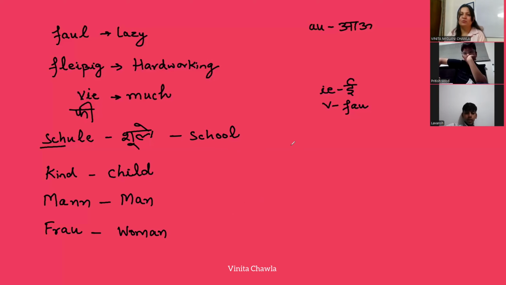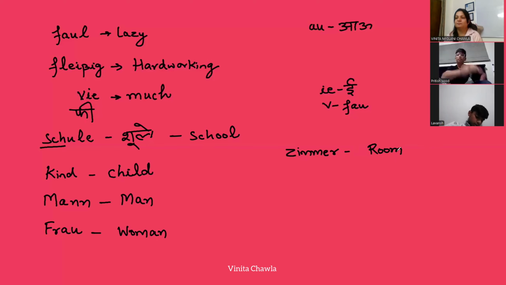Let's write one more word. How will you pronounce this? Zimmer. Put stress on M because we have double M and R is silent. Zimmer means room.